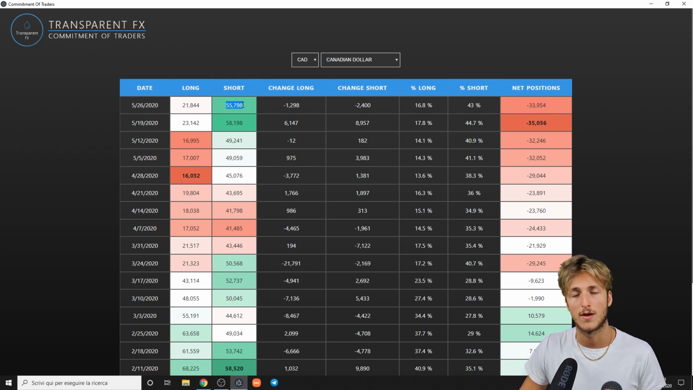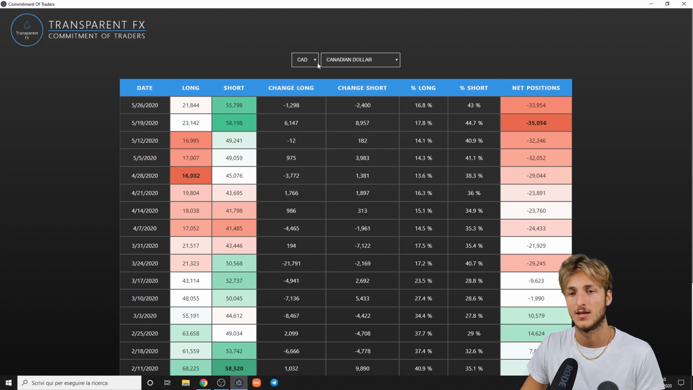In fact, we have 55K shorts and 21K longs, with a 43% short exposure compared to a 16.8% short exposure. What does it mean? It means that hedge funds are adding longs on USD CAD during the move to the upside, because they are overall shifting to a bearish view on CAD USD.